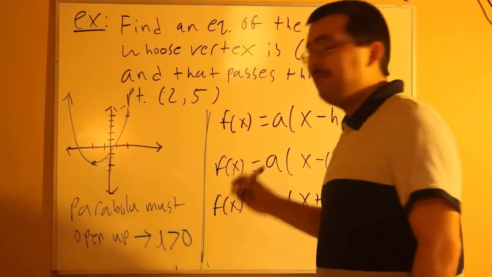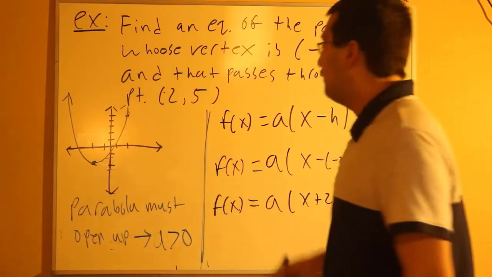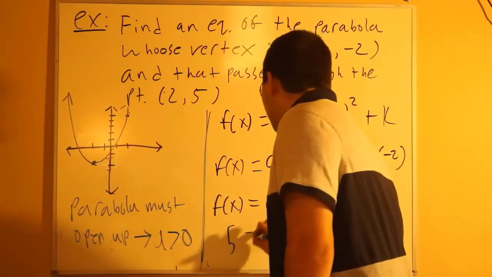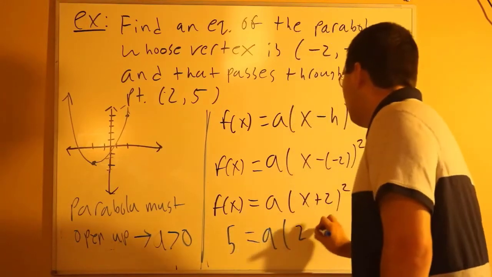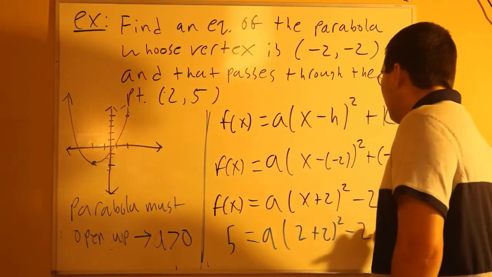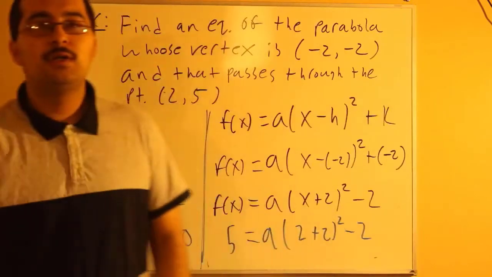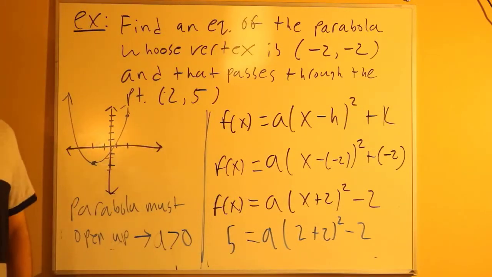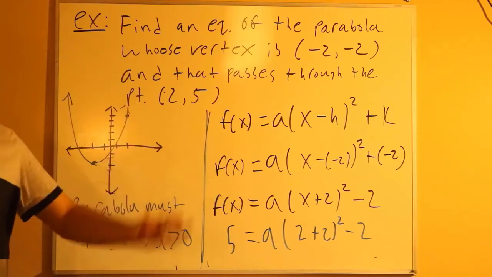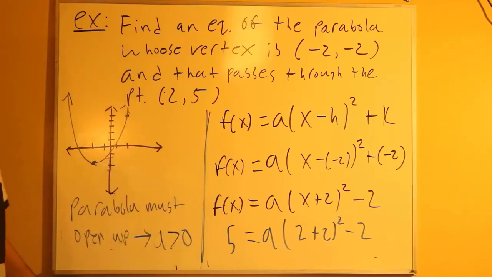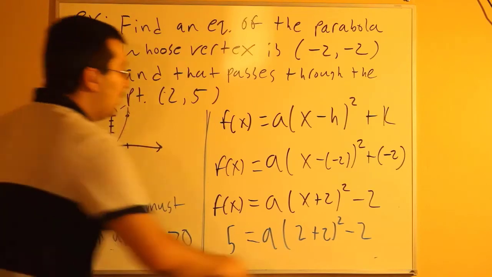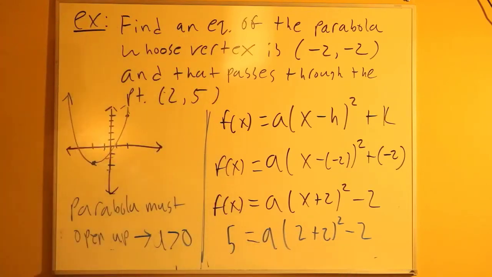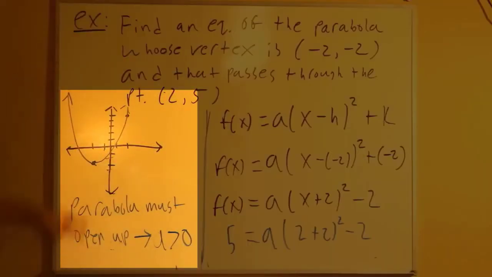In other words, f of x, which is the same thing as y, becomes 5, and I get a times (2 plus 2) squared minus 2. And all of a sudden, I have one equation with one unknown, a. And just like that, it becomes a simple, pretty straightforward matter to solve for a. So why don't we go ahead and do just that? In order to do that, I'm going to go ahead and erase this little check on the side right here. If you haven't written this down, go ahead and pause the video to do so quickly.